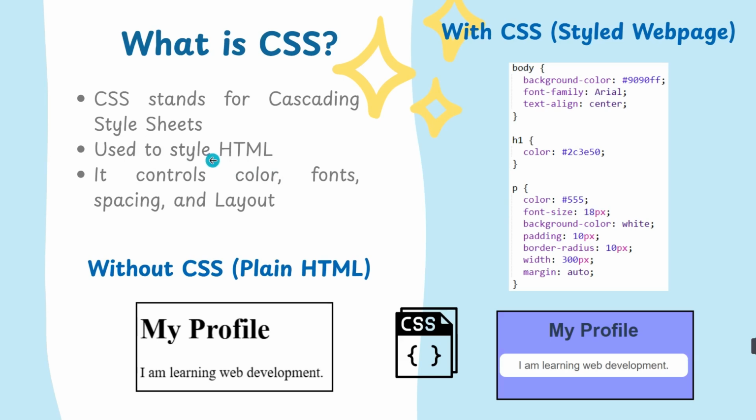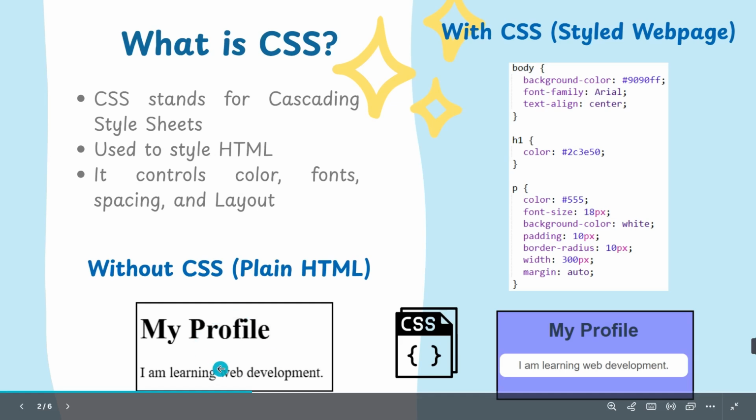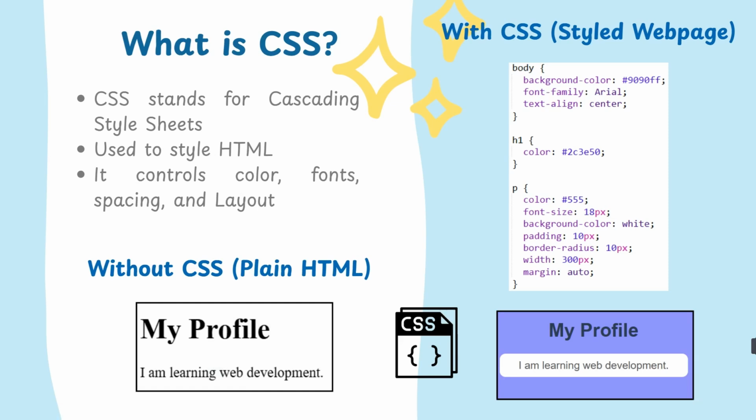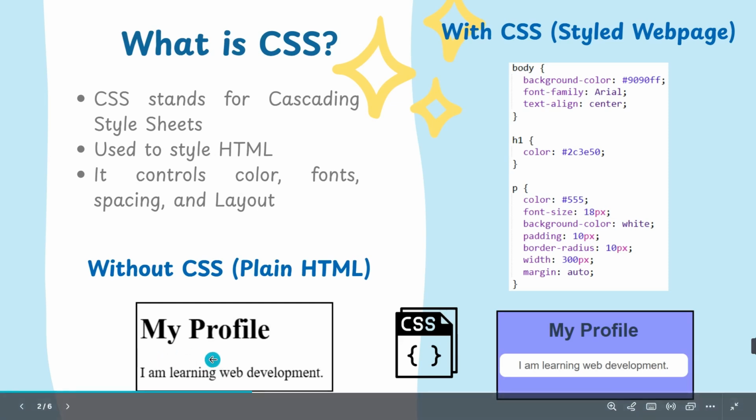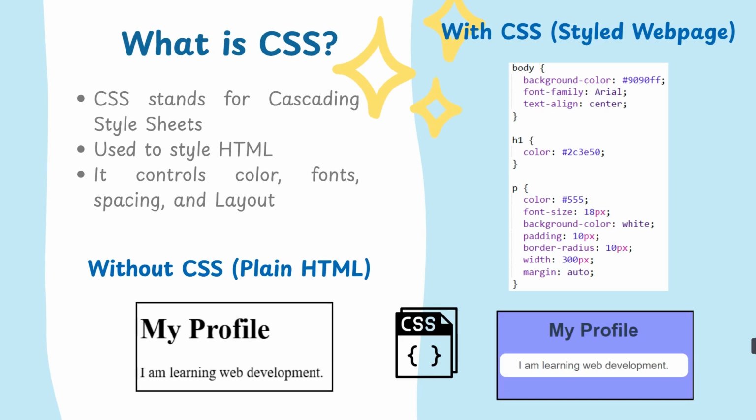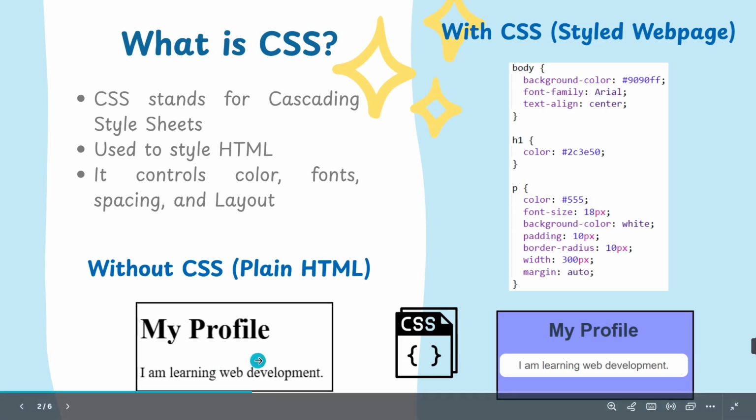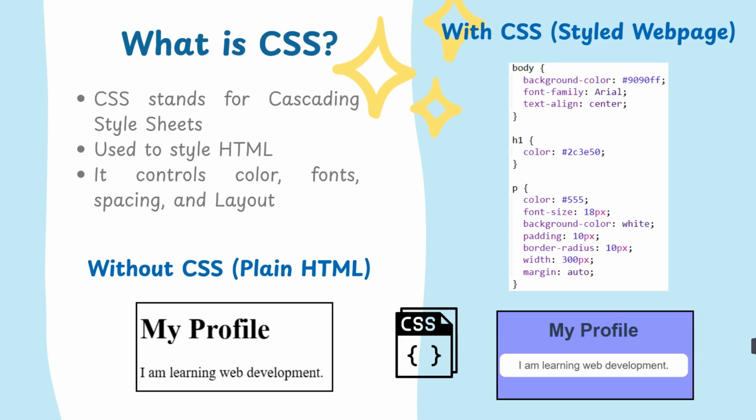So HTML alone gives us plain text like this, plain content like headings, paragraphs, buttons, and images. But by default, HTML looks very simple, as you can see here. CSS helps us style the content. On the other side, you can see this is styled content that looks really attractive.